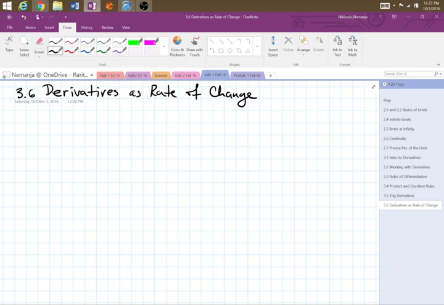Precalculus 1. We have derivatives of rate of change.